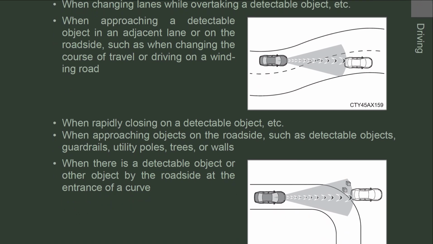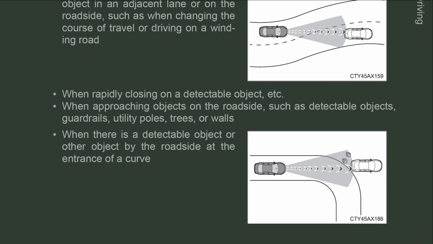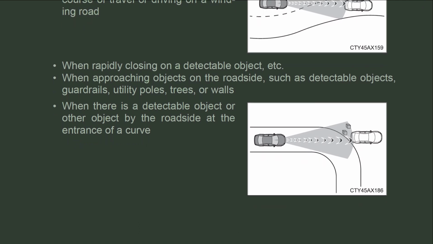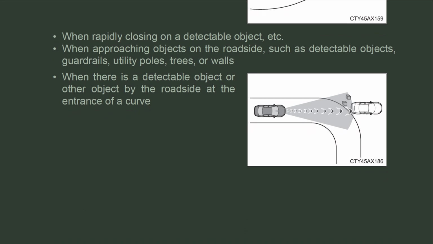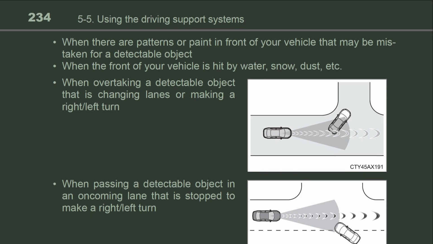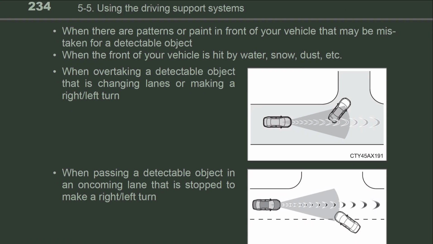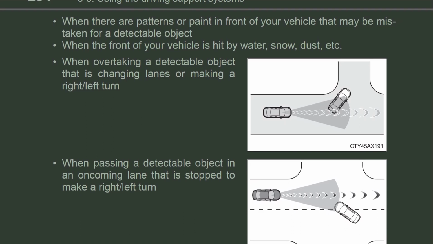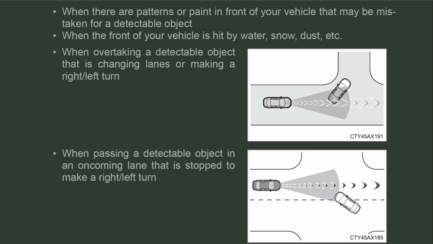When approaching objects on the roadside, such as detectable objects, guardrails, utility poles, trees, or walls. When there is a detectable object or other object by the roadside at the entrance of a curve. 234, 5-5. Using the driving support systems. When there are patterns or paint in front of your vehicle that may be mistaken for a detectable object. When the front of your vehicle is hit by water, snow, dust, etc.